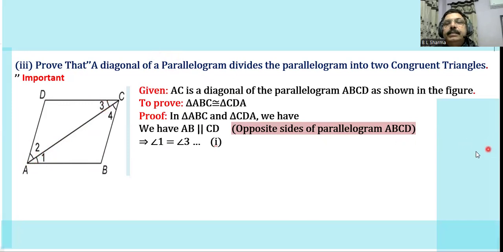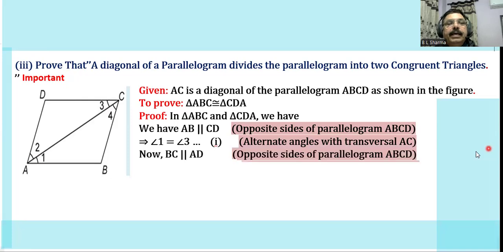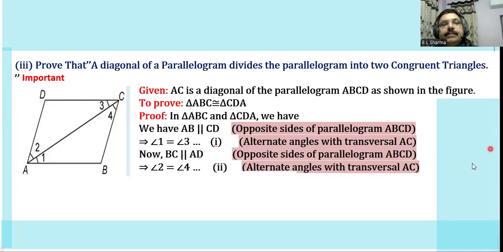So, we can write the reason here, right hand side. Alternate angles because the transversal is AC. Similarly, angle 2 is equal to angle 4. This angle number 2 is equal to angle number 4 because this DA is parallel to CB. These are also opposite sides of the parallelogram ABCD. The same reason. And AC is common. This is common.